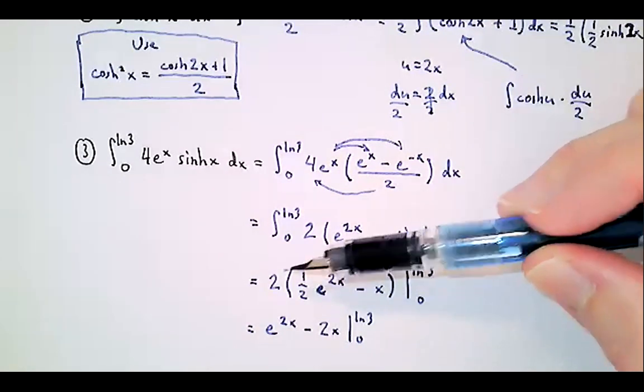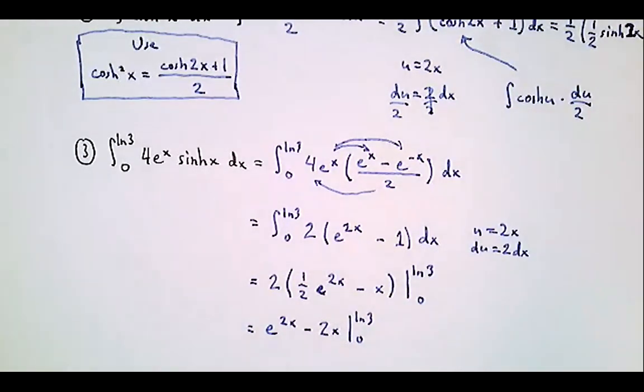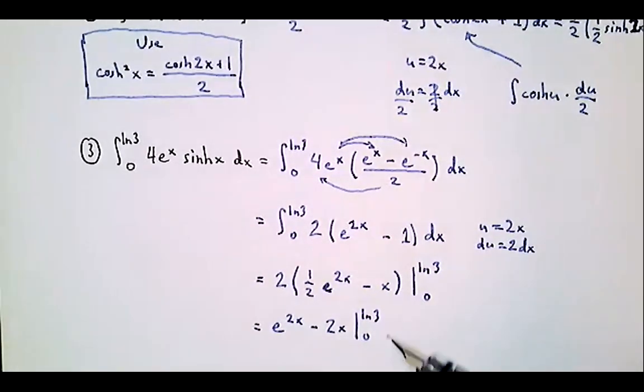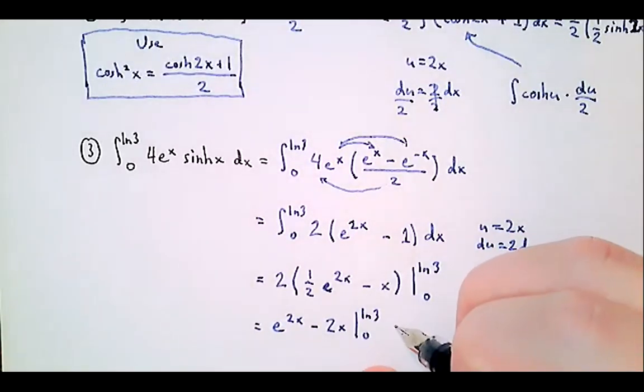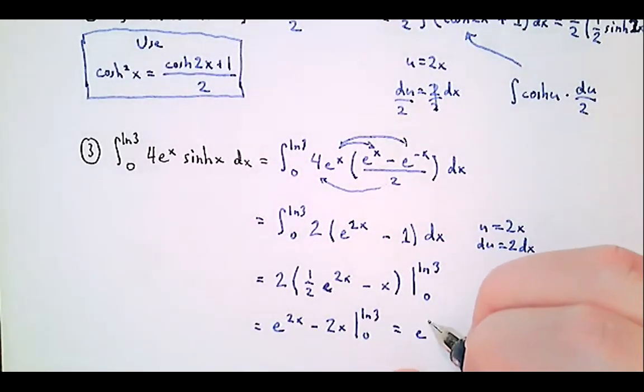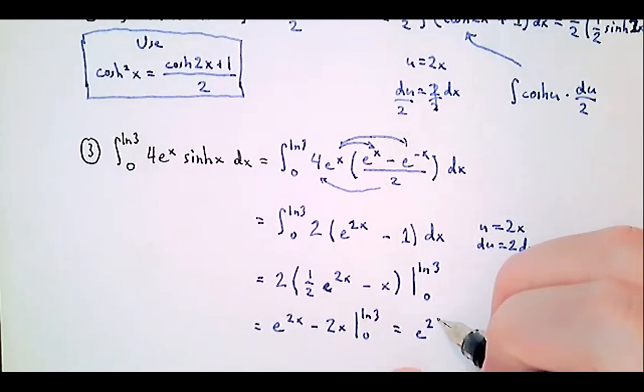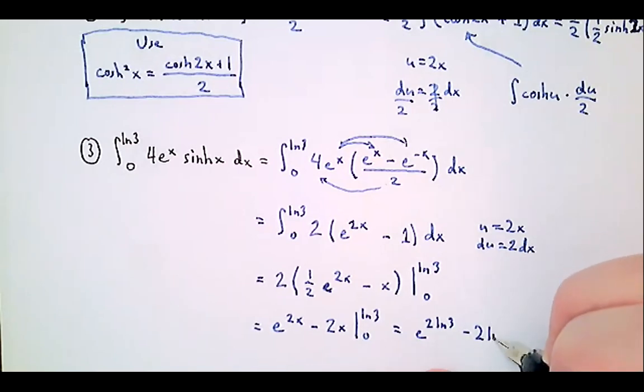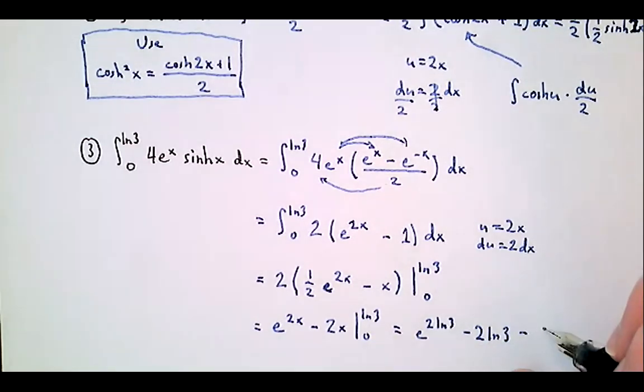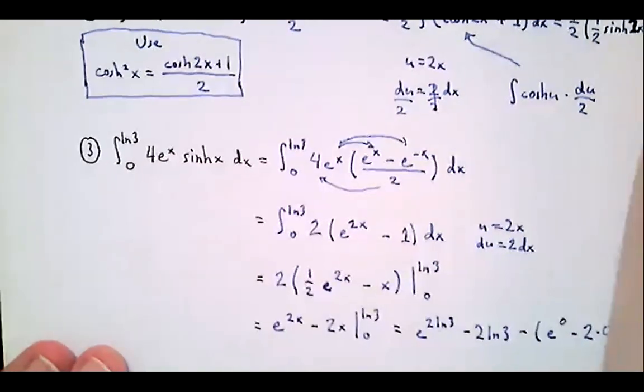It'll cancel off the half, and then you can just write the minus 2x over here before we substitute in our limits of integration. So go ahead and write in natural log of 3 for x. And then we'll subtract and plug in 0. We'll get an e to the 0 minus 2 times 0. Okay, 0 minus 2 times 0 is 0.